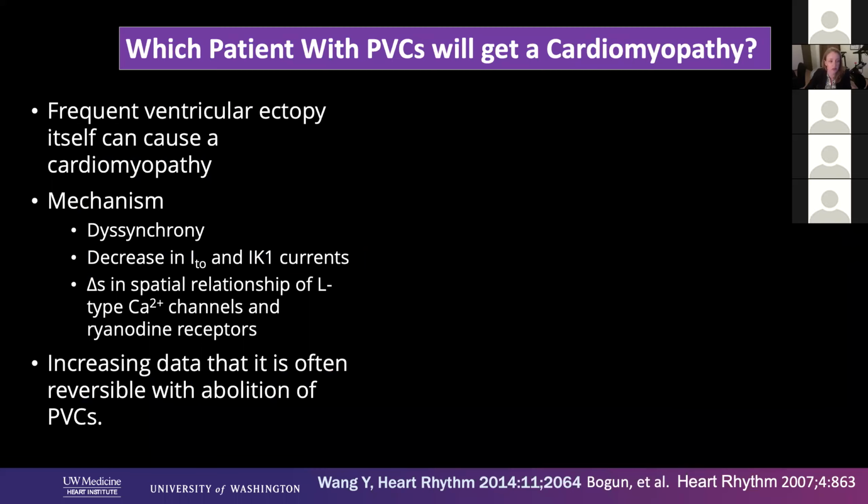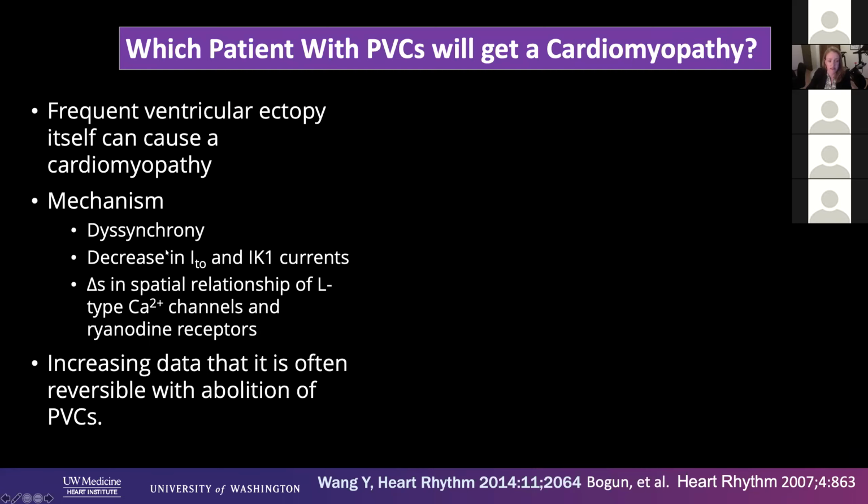And the question is also why. So we know that, say, rapid atrial fibrillation can cause it, but it is a little bit potentially surprising that PVCs can cause weak heart muscle. And the mechanisms are thought to be multifactorial.